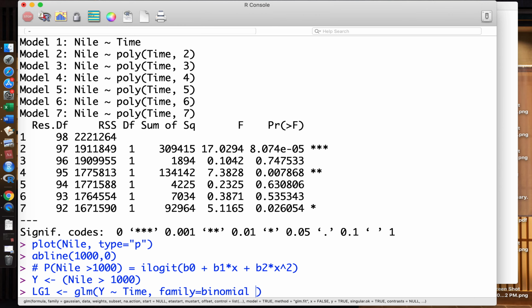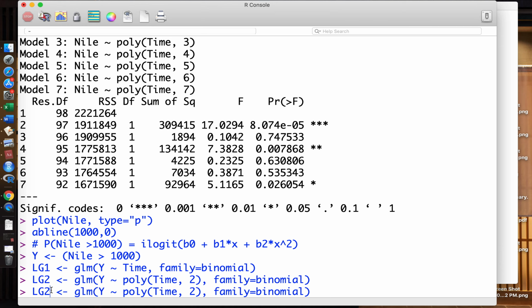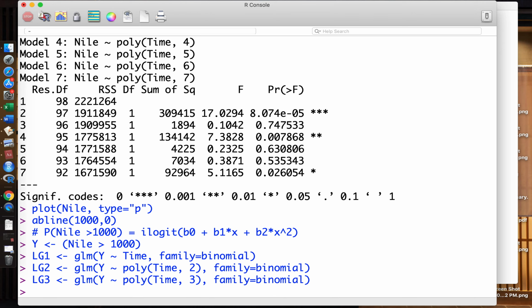So this is the usual logistic regression, but you can go beyond the linear term. So GLM y on polynomial time of second degree. Again, family is equal to binomial. And also we can fit the third degree polynomial. Then you can get the summary of these logistic regressions.